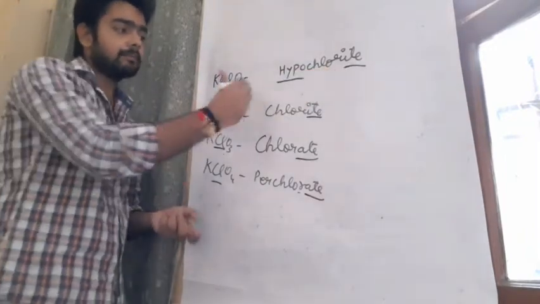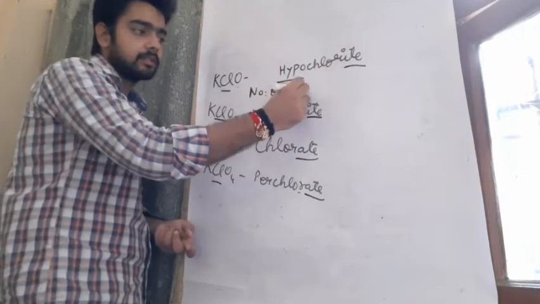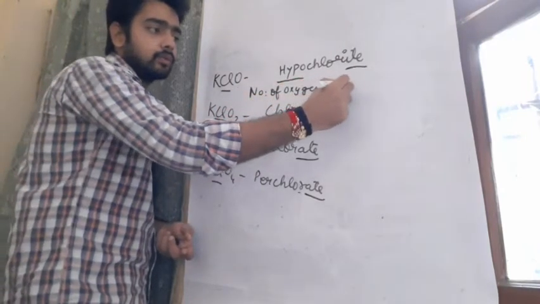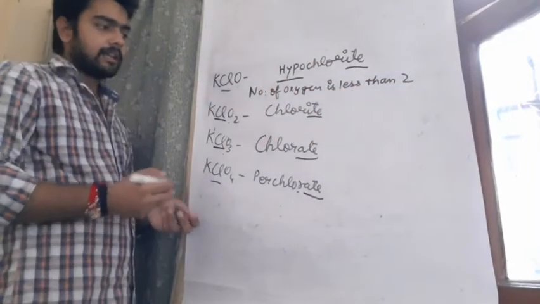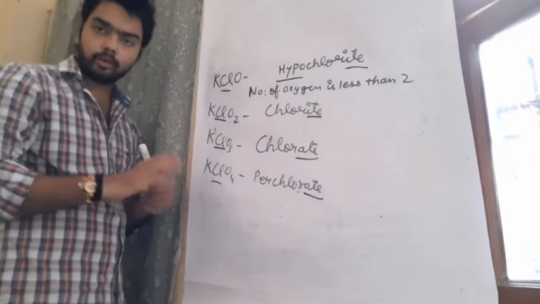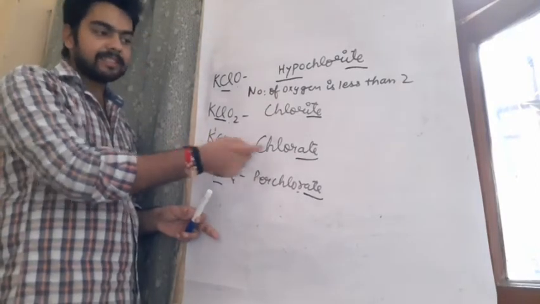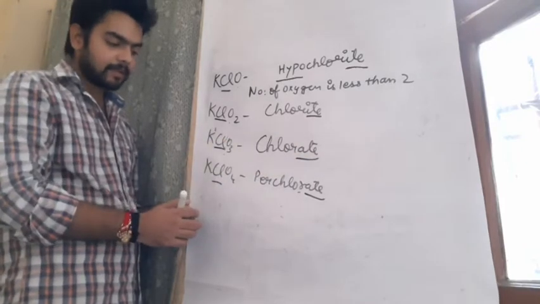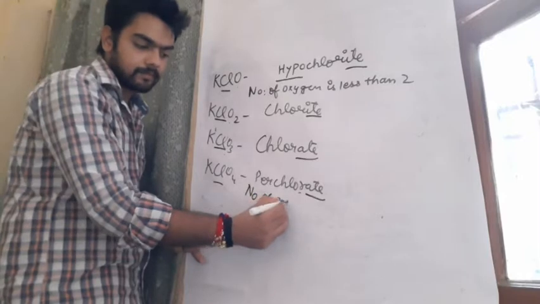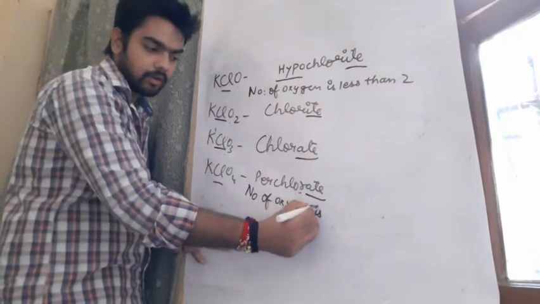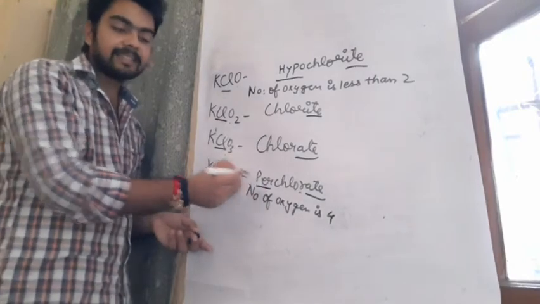If the number of oxygen is less than 2, hypo is added. If the number of oxygen is 2, no prefix is added. If the number of oxygen is 3, no prefix is added, only suffix ATE. But if the number of oxygen is 4, then prefix per is added.